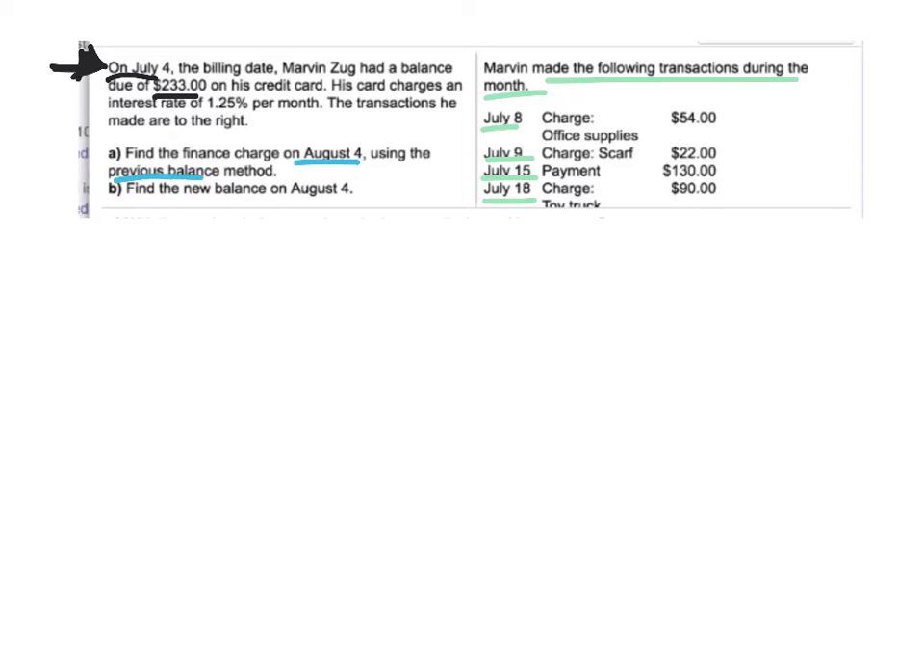Now the previous balance method means that you are being charged interest on a balance that you had in the past. The word previous means beforehand. So he must have had that balance before the billing date. So it's money that he charged on his card from the past that he hasn't paid off yet. So the company is obviously charging him interest for that. The finance charge is just another word for that interest. So we are simply going to use the simple interest formula to figure out how much interest he owes.